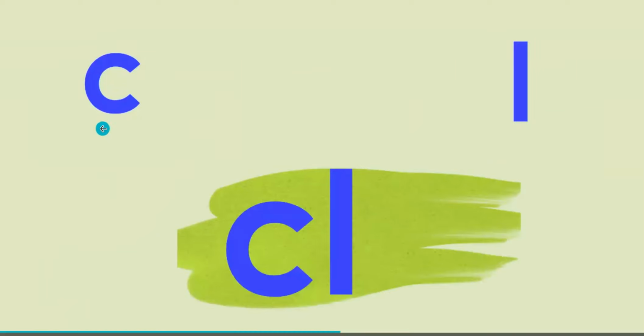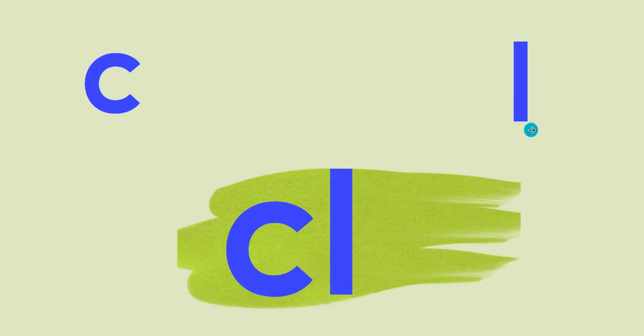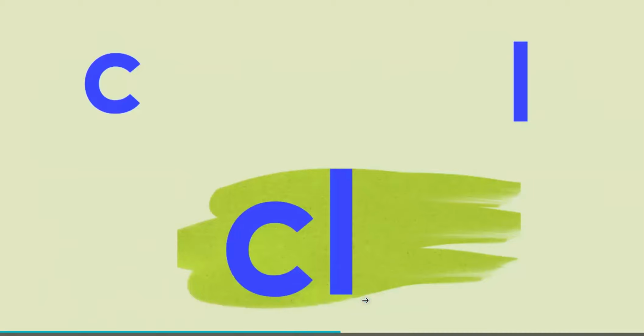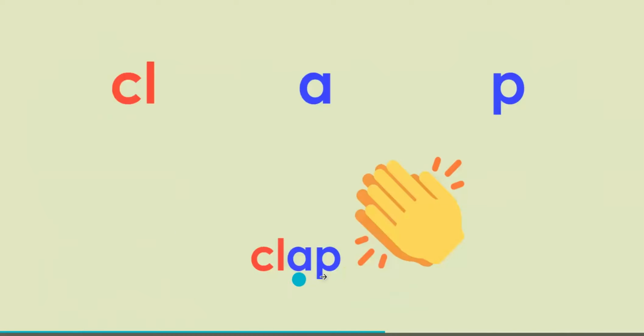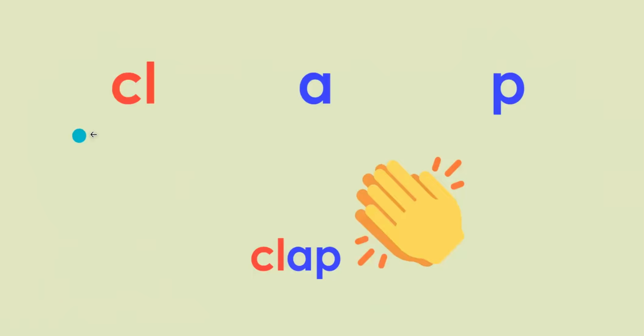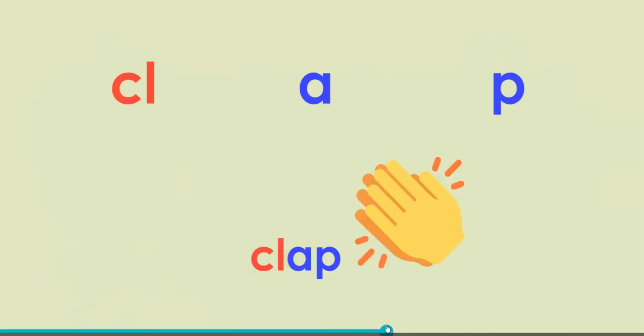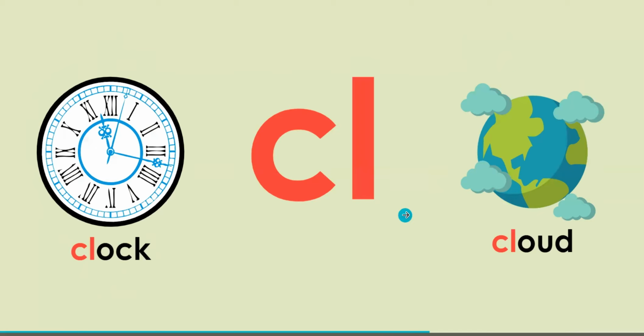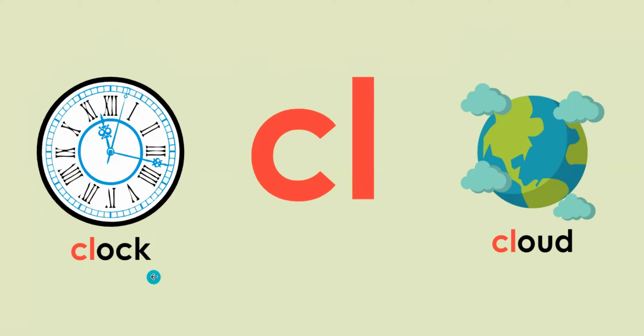Next, C sound, k. L sound, l. K, l. Repeat after me. K, l, kl, as in clap, clap. Another example of kl is clock, cl, clock, cl, cloud.